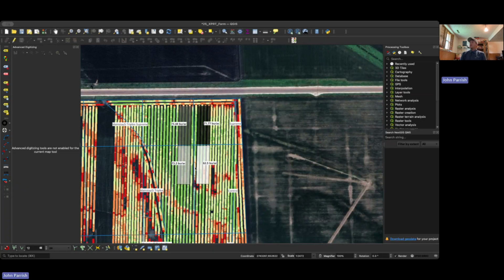Overall, looks good. I'm excited to get into some more data and see what these products did this season.